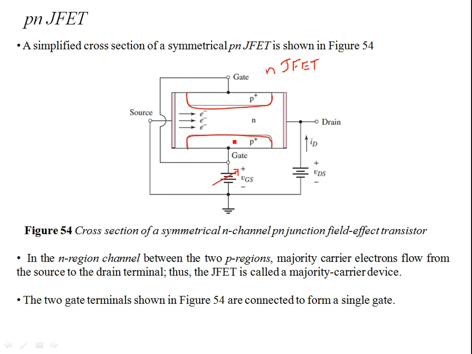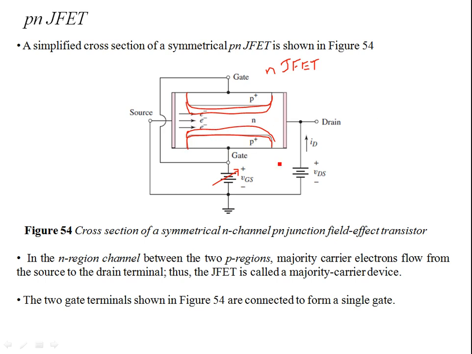So if you apply a negative voltage over here, you're going to reverse bias this, and you're going to increase the width such that the channel width is modulated. If you go on increasing the negative gate voltage, the reverse biased PN junction depletion region increases and it pinches off the channel. The resistance is increasing.